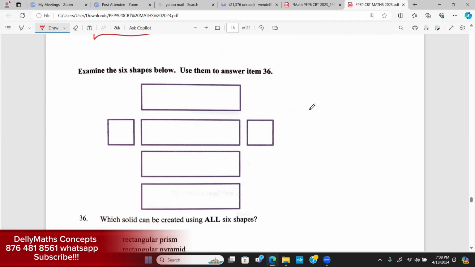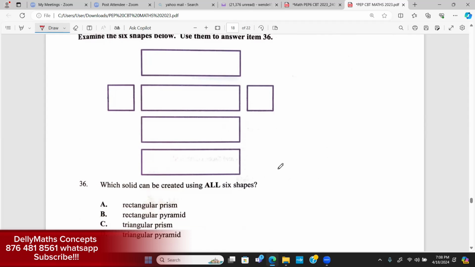Examine these 6 shapes below. Use them to answer 36. Which solid? All right, this is a rectangular prism. And when we say rectangular prism, we're talking about this same thing here. That's what we're referring to. That's a rectangular prism.